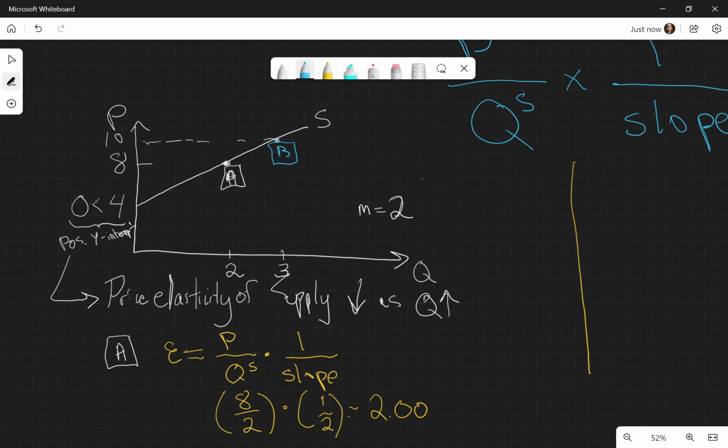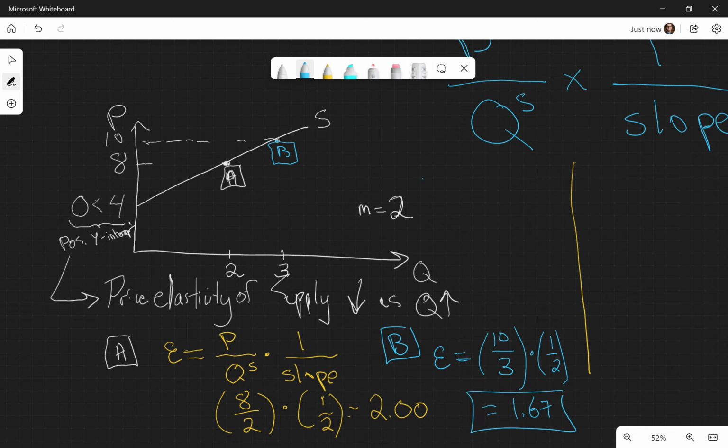Whereas at point B, that same elasticity calculation gives me 10 over 3 times the same slope, 1/2, which comes out to 1.67 rounded. So, in fact, yes, the elasticity went from 2 to 1.67, decreased as we increased in the quantity.